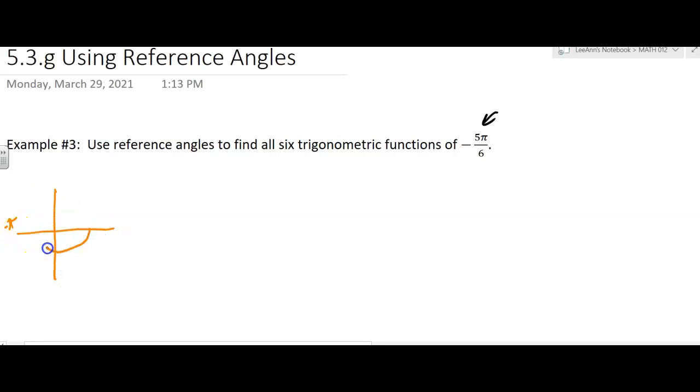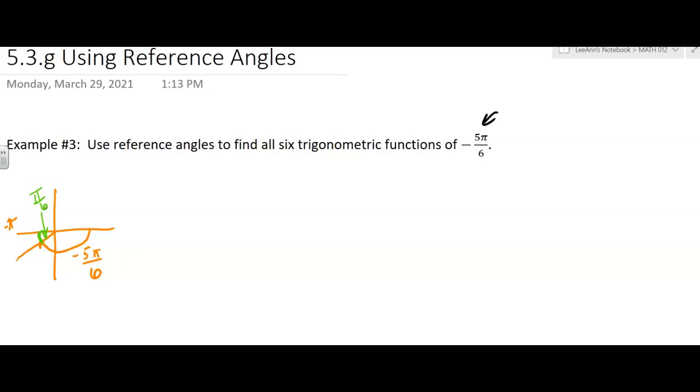Okay. Negative 5 pi over 6. You're talking that angle right there. What's the reference angle? The reference angle's right here. That reference angle is pi over 6. Now, if you're thinking, well, shouldn't it be negative pi over 6? Well, the reference angle, you're always going to use the one that's in the first quadrant, okay? So you're going to go with a positive measurement there because it'll be easier for you just to remember the ones in the first quadrant, okay?